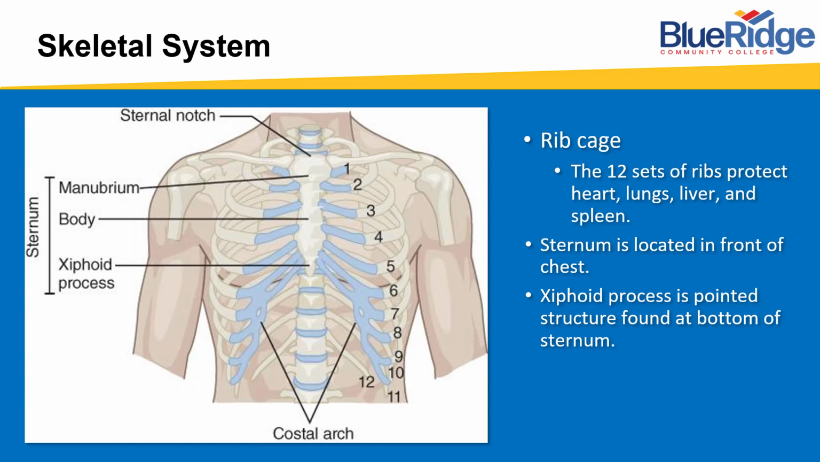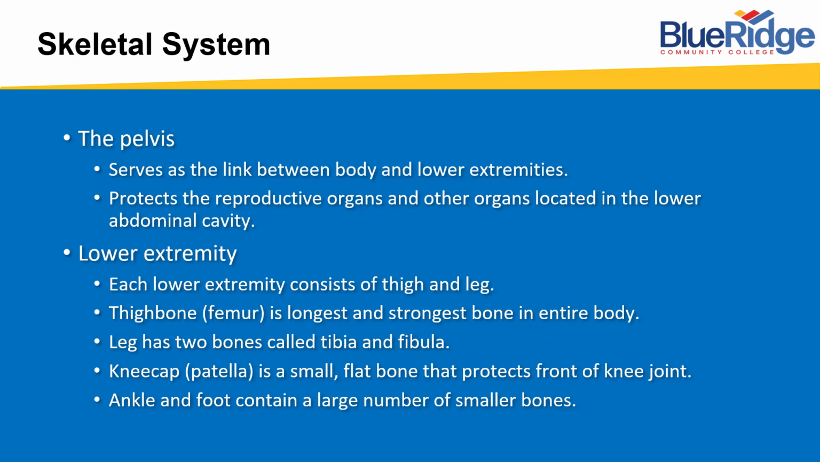If you feel your own rib cage where the lower ribs come together, you should be able to feel a little pointy prominence down there. Sometimes you have to push a little hard to actually feel that. But here on this picture, right there, you have the xiphoid process.